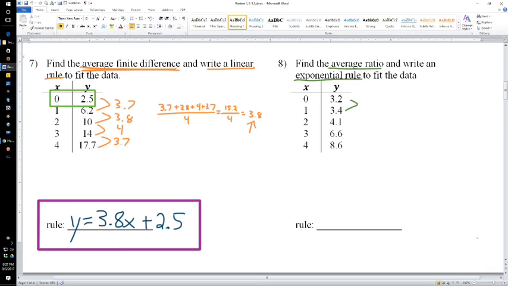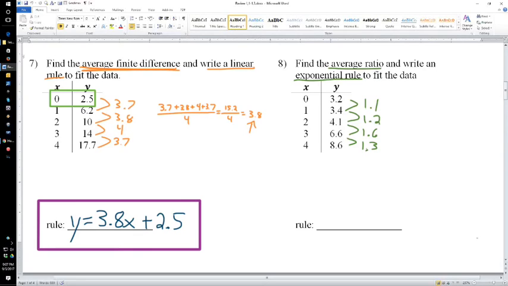So 3.4 divided by 3.2, and I get some big hairy decimal, 1.06. So I'm going to do 1.1. It's really 1.06, but it rounds up. 4.1 divided by 3.4, I get 1.2. 6.6 divided by 4.1 is 1.6. And 8.6 divided by 6.6, I get 1.3. So again, they're not perfect, but they're all close.